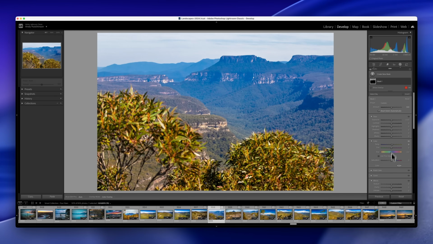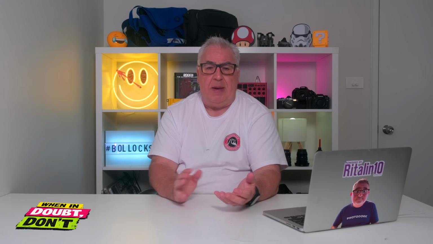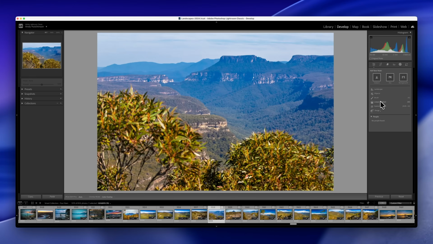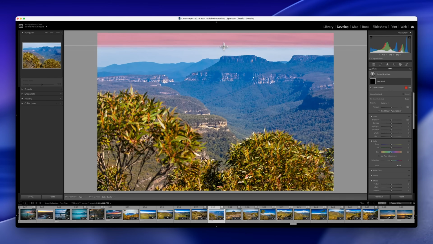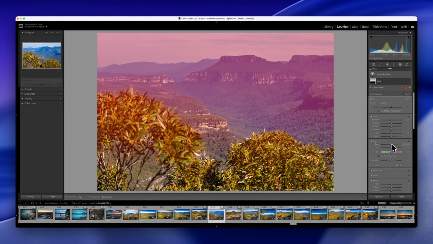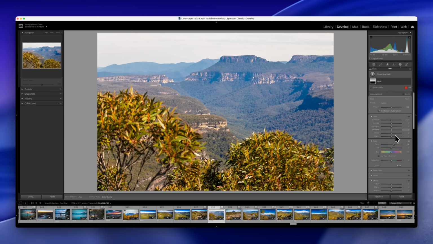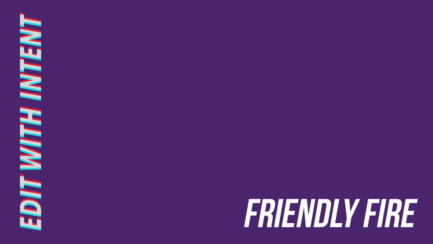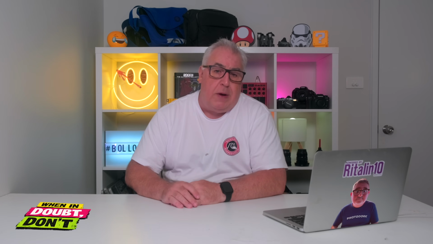But think about it. The sky and the land are part of the same lighting system. They have a natural color relationship. And when you mask the sky and shift its white balance independently, you break that relationship. Your brain knows something's off, even if you can't immediately say what. So if you're going to tweak the sky, ask yourself if you also need to lift the white balance on the land to match.